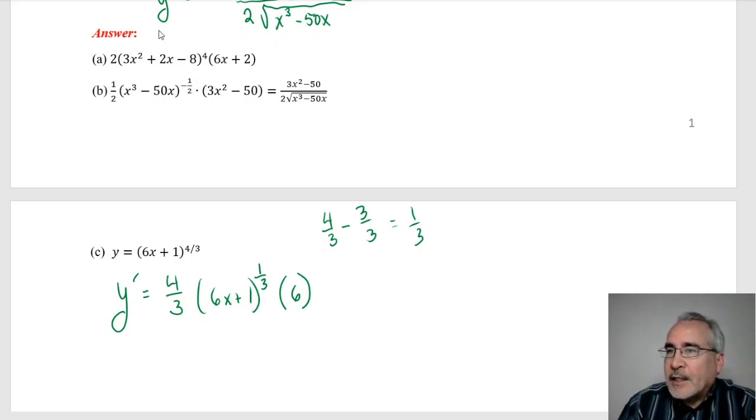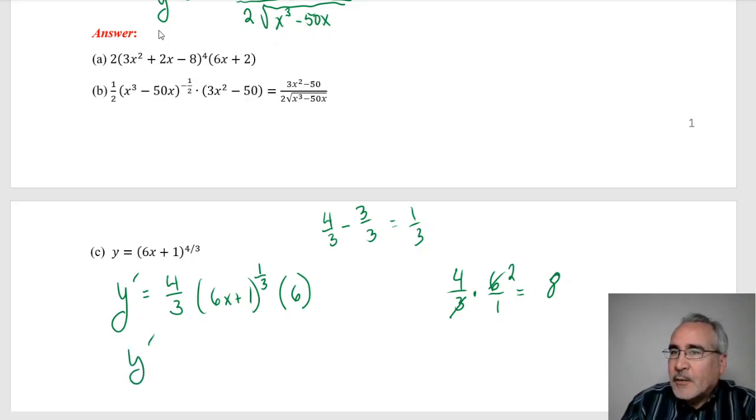We can simplify it a little because we could take 6 divided by 3, bring it over here if you want. 6 divided by 3 is 2. So what we're really doing is we're just taking 4/3 times 6. So if you want, it's 24 over 3, and then reduce it. I like to reduce it here. 3 goes into 6 2 times. 4 times 2 is 8. Okay, so our final answer here will be 8 times 6x plus 1 to the 1/3.